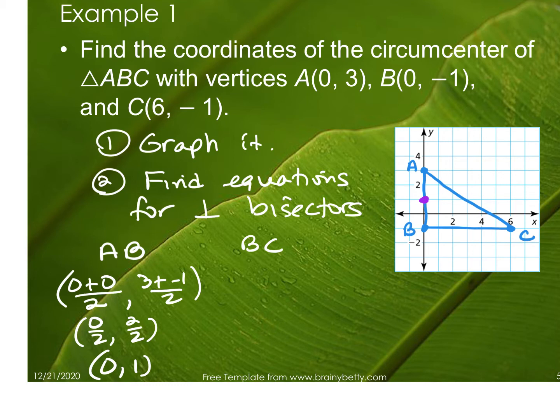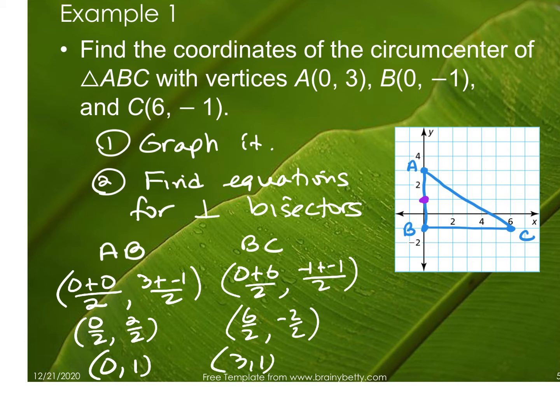Then I'm going to do the same thing for BC. I'm going to find the midpoint of that. Again, I'm using the two coordinates, B and C. So 0 plus 6, divide by 2. Negative 1 plus negative 1, divide by 2. 6 over 2, negative 2 over 2. And my midpoint is 3, negative 1. So I'll go ahead and plot that one as well.